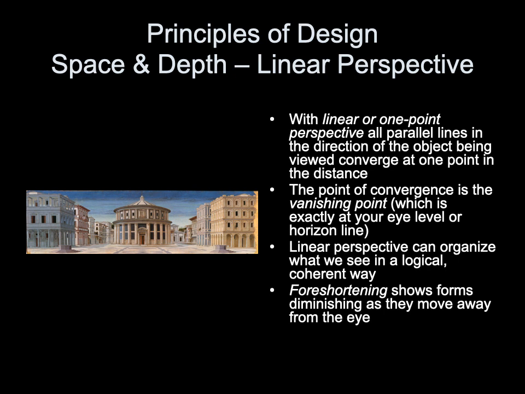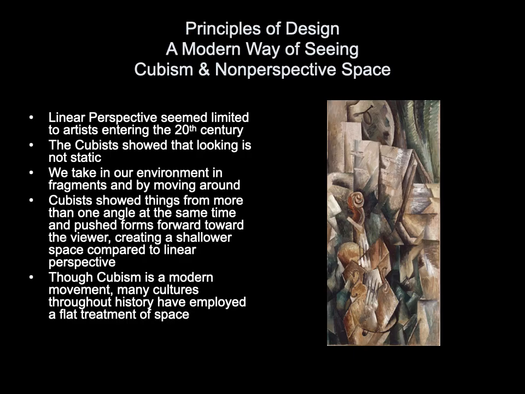Linear perspective can organize what we see in a logical, coherent way. We must keep in mind that linear perspective is an invention, a way of showing space that is not comprehended by all people. Space can actually be ordered in different ways. Here's the very Western European way of ordering space in rectilinear format. And lastly, we have a modern way of seeing, cubism, in non-perspective space.